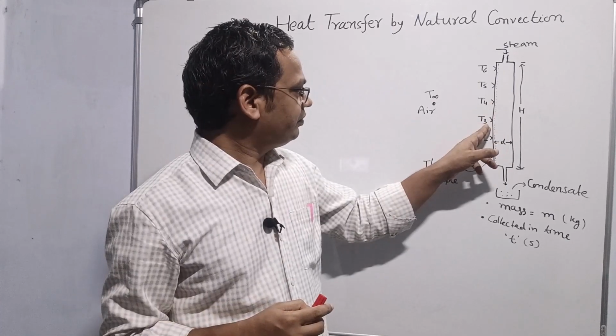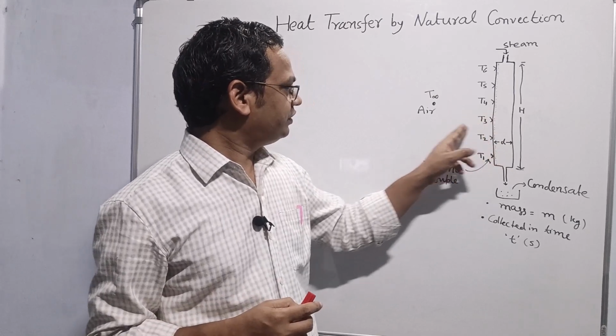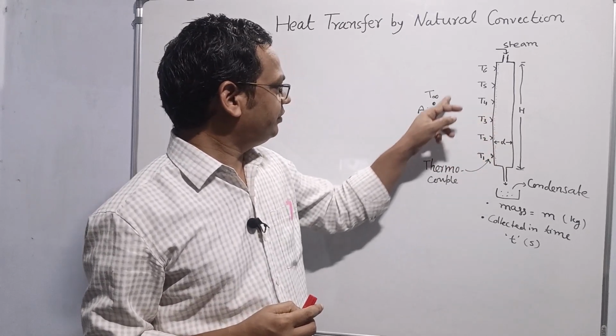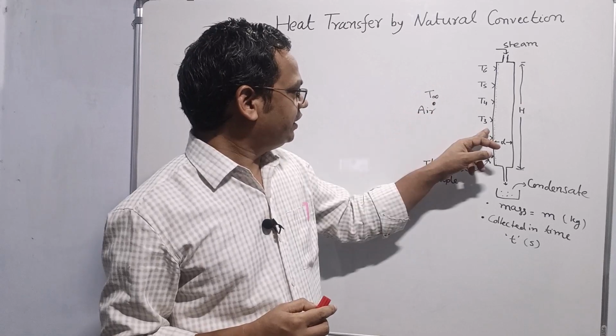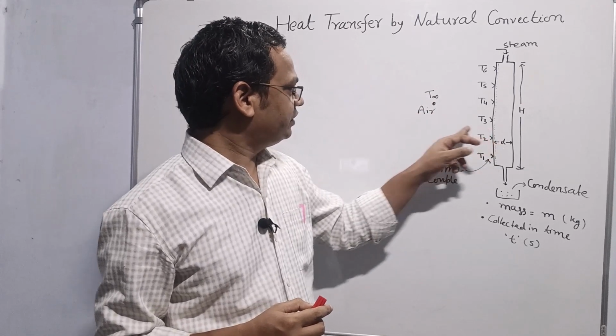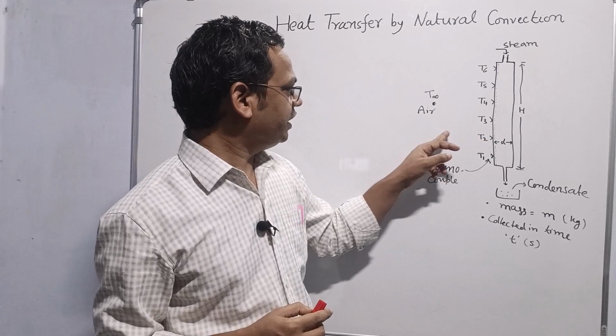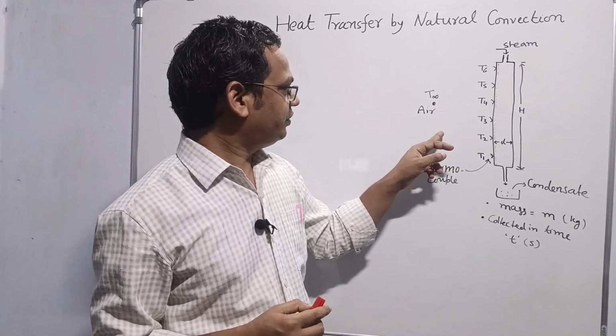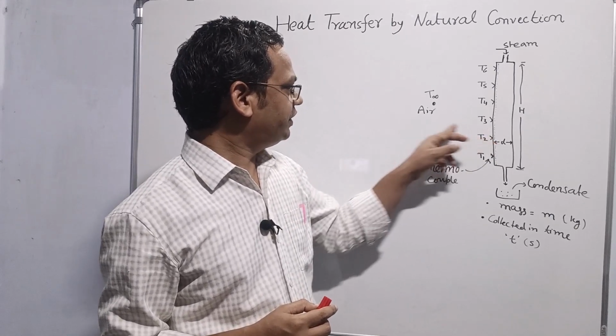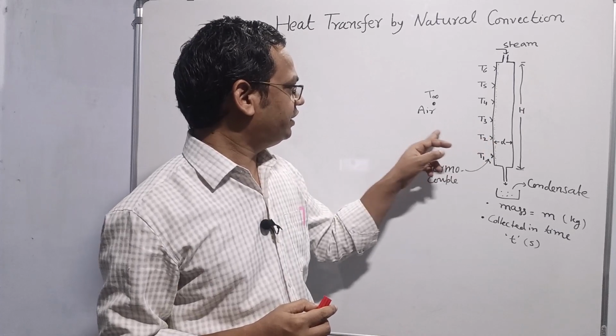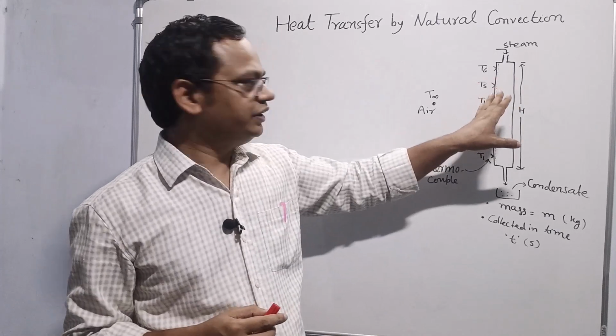Here, heat is transferred from the outer surface of the tube to the surrounding medium. Surrounding medium is air, which is still. That means heat will transfer from the outer surface to the surrounding medium by natural convection, which is originated due to the density difference caused by temperature gradient. The surface of the tube is heated using the steam.